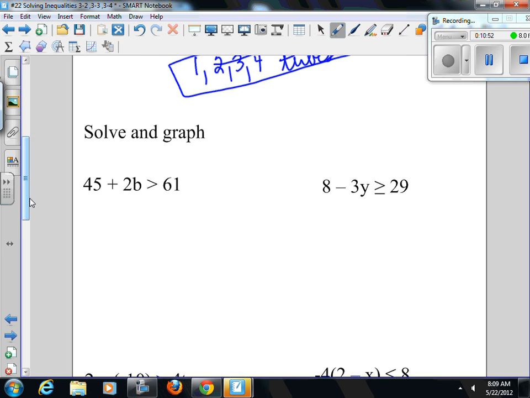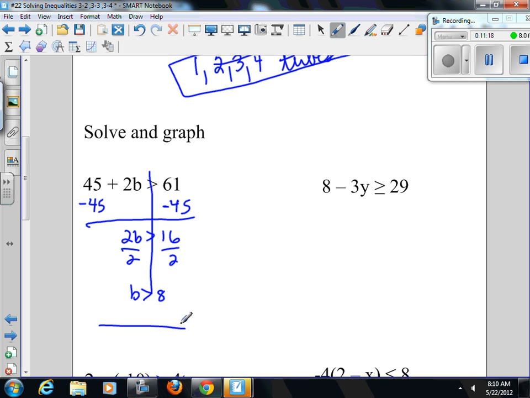Now, we're on to two-step equations here, and maybe even some multi-step ones. Let's get B alone in this case. Remember how we just solved the equations before? Subtract 45 from each side. So we have 2B is greater than 16. Divide everything by 2. And we have B is greater than 8. Here's 0 and 8. Open dot on the 8 with an arrow to the right.